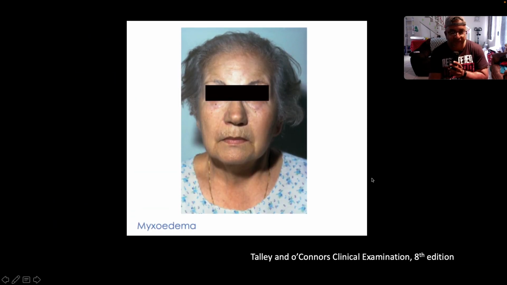This is the myxedematous facies. They say toad-like facies. Not nice to say that, right? But you can see the skin is pale already. And this is classic myxedematous facies. All right.